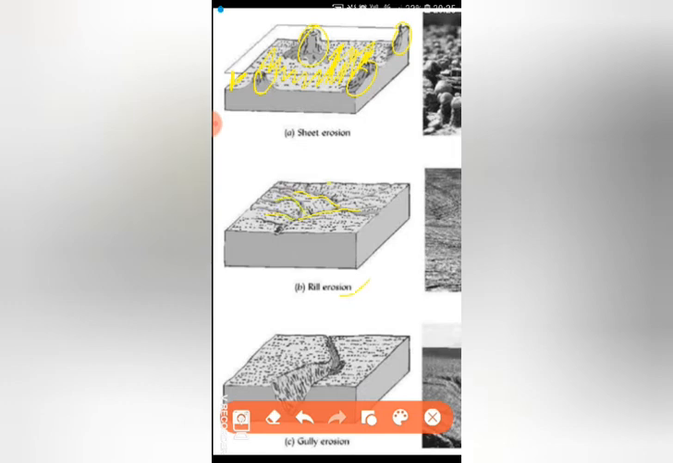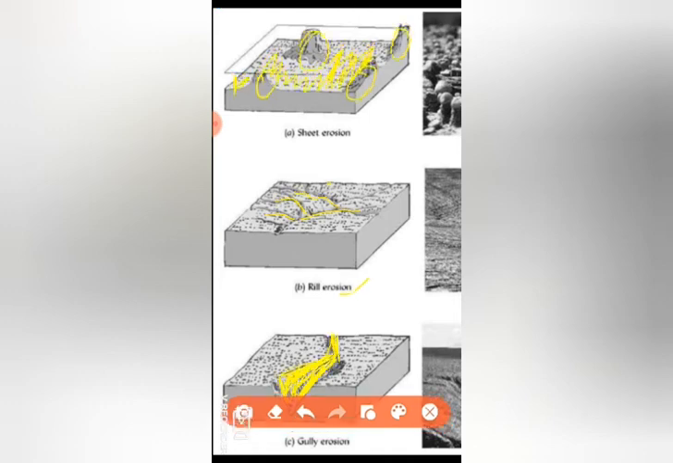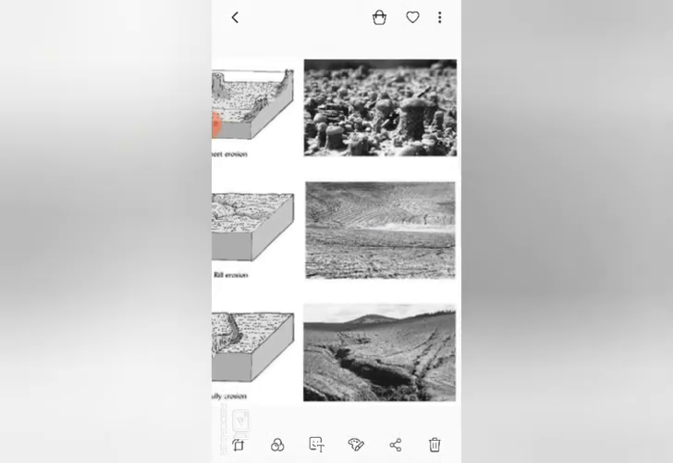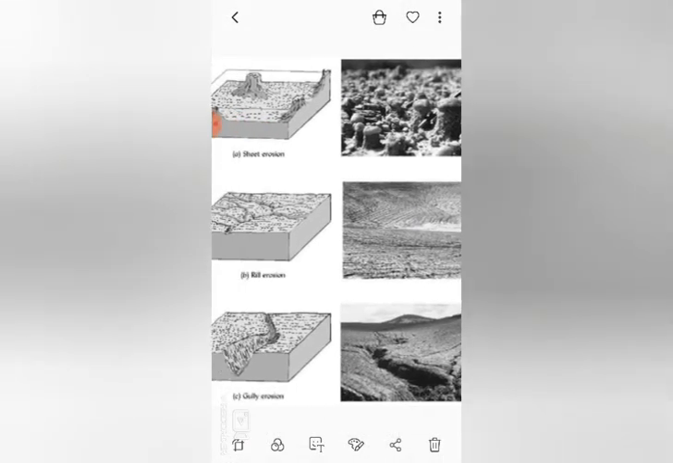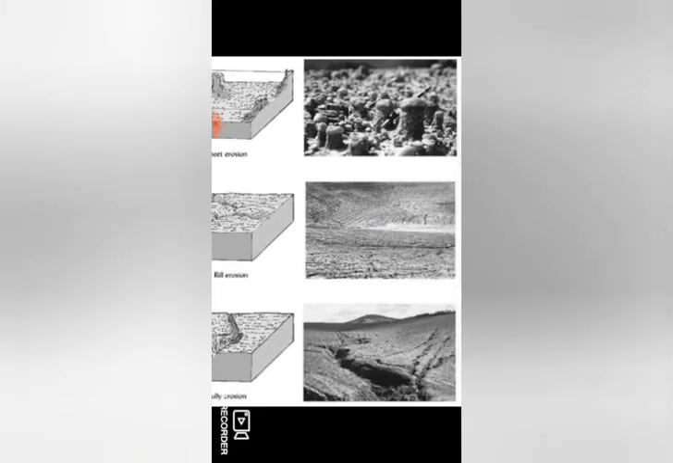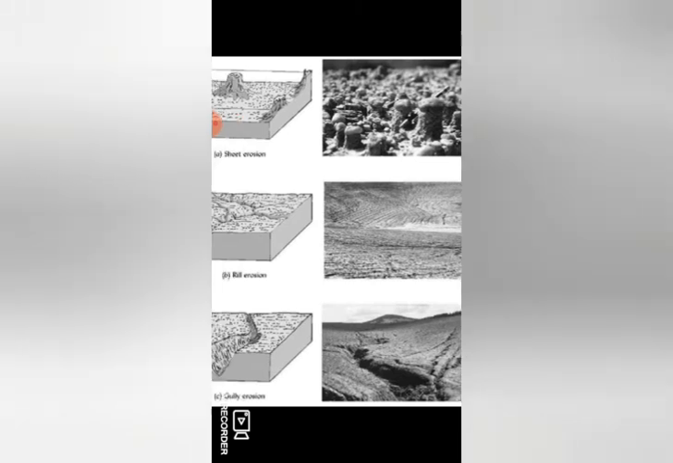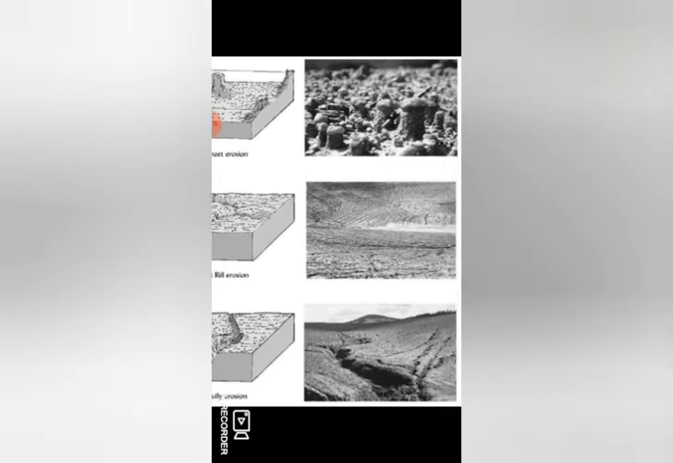Then comes the last one. This is your gully erosion, in which you can see that this whole part is being removed, mostly by the flow of the water. The water is flowing in this way, so that's why it is like this. Now you can see in this also, this is your sheet erosion, the very first one. Then comes your rill erosion, and then your gully erosion.